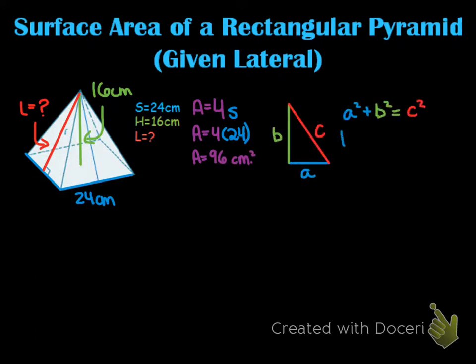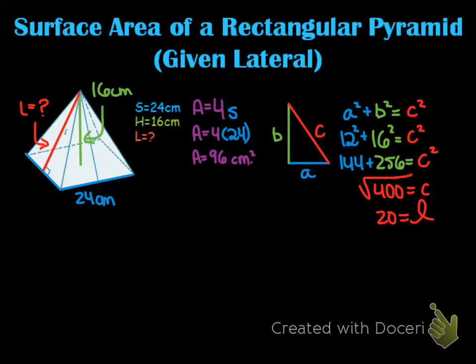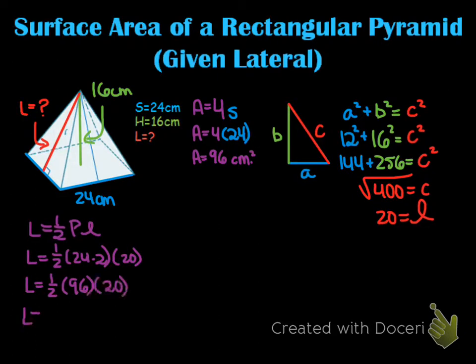Let's find the area of the triangles. When we solve a squared plus b squared equals c squared, and we substitute 12 squared plus 16 squared equals c squared, we get the lateral equals 20 centimeters. Now let's find the lateral area given by the formula 1/2 times perimeter times lateral. When we solve this, we get 960 centimeters squared.